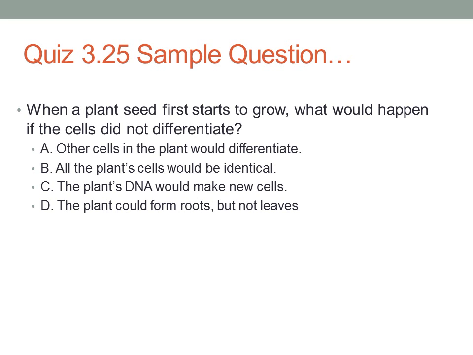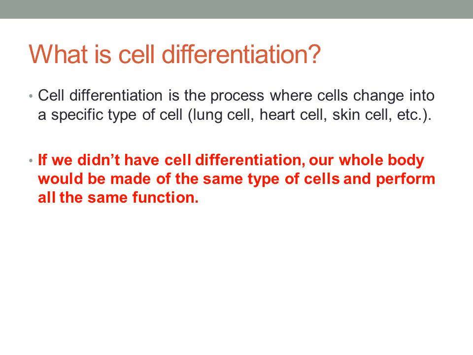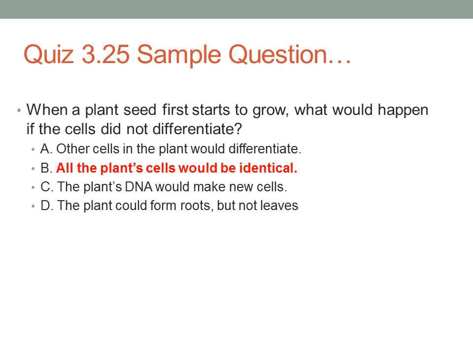So here's a sample question. When a plant seed first starts to grow, what would happen if the cells did not differentiate? A, other cells in the plant would differentiate. B, all the plant cells would be identical. C, the plant's DNA would make new cells. Or D, the plant could form roots but not leaves. Remember, for cell differentiation, if we didn't have it, our whole body would be made of the same type of cells. So the best answer for this one would be B, all the plant cells would be identical.